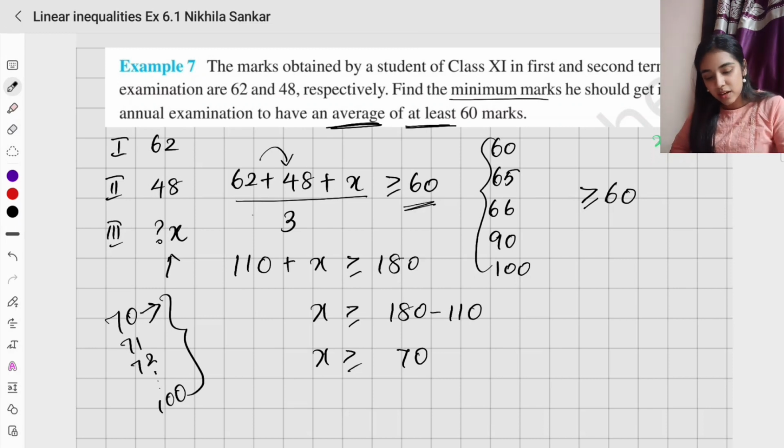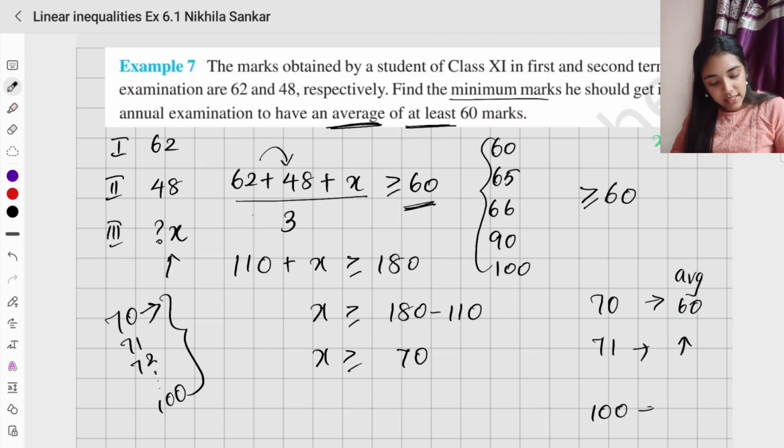Now if he scores exactly 70 marks, his average is going to be 60. If he scores 70 marks his average is going to be 60. If he scores 71 marks his average is going to increase. Like this, if he takes 100 marks, his average will increase even more.